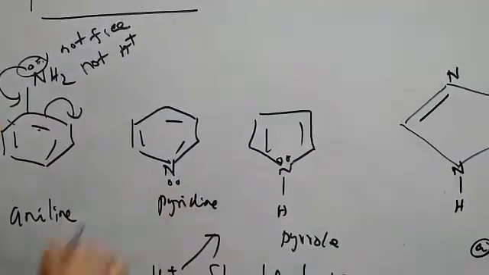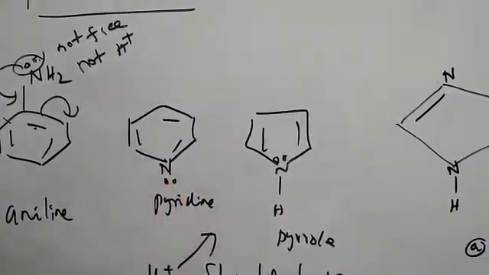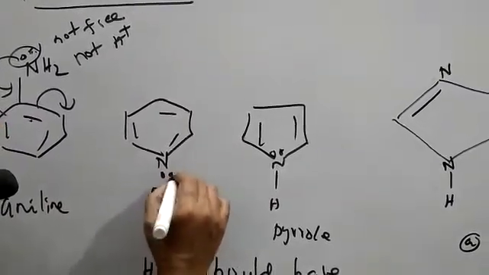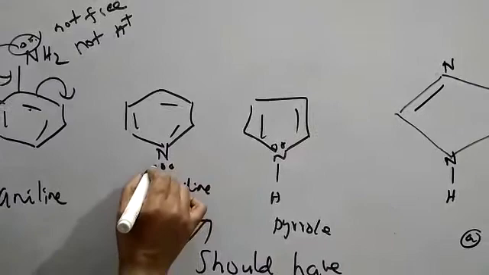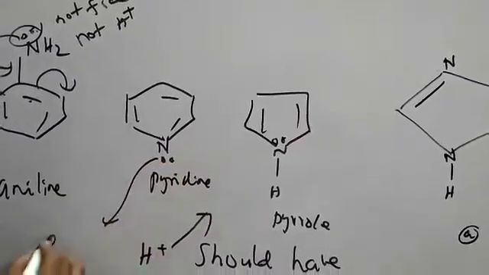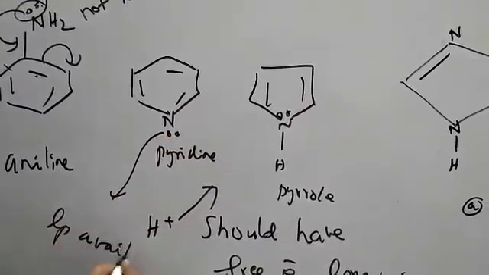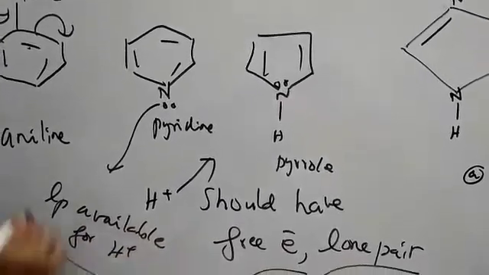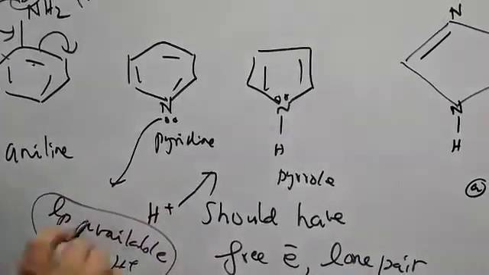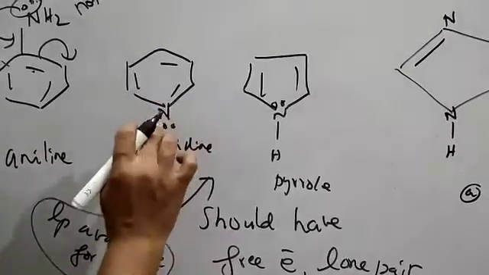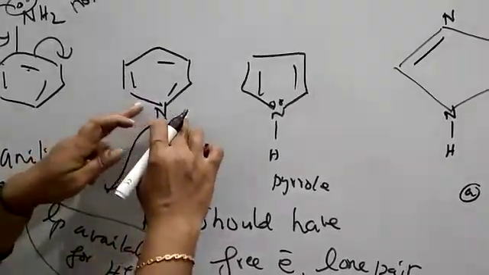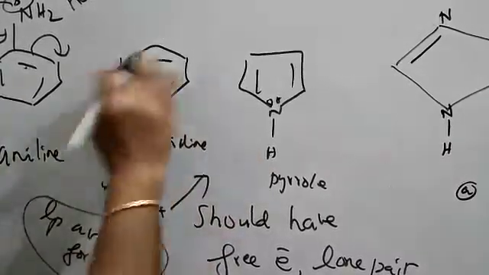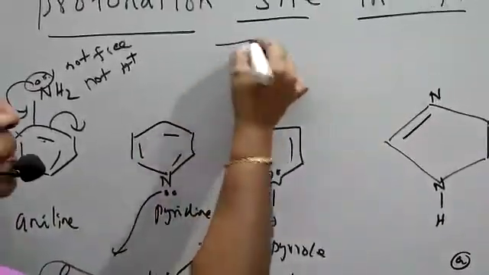In the case of pyridine, the lone pair is available. This lone pair is available for protonation. How is it available, you can ask. In this one, the lone pair is in a position perpendicular to the benzene ring. If you want to see, let me explain.